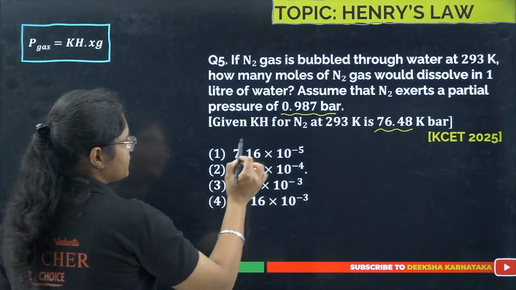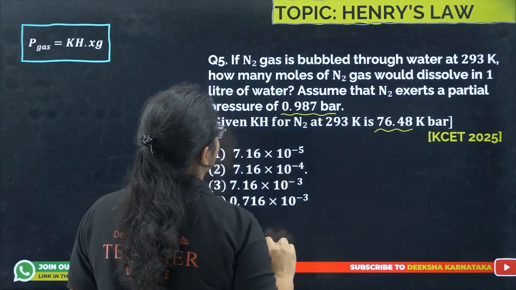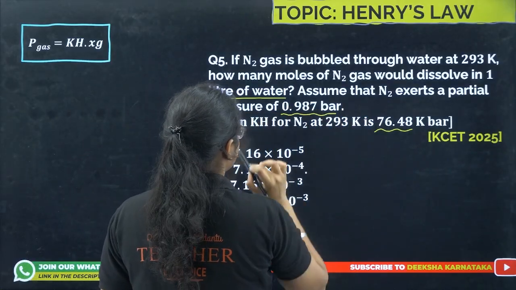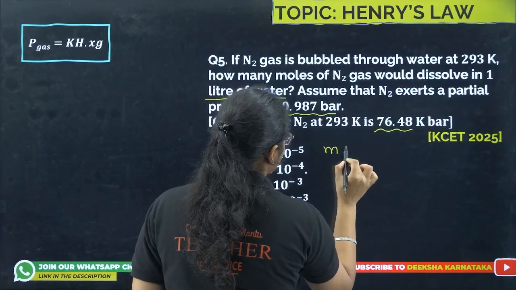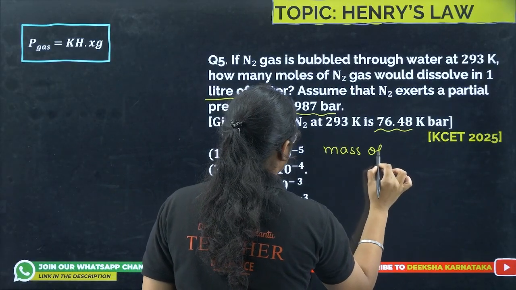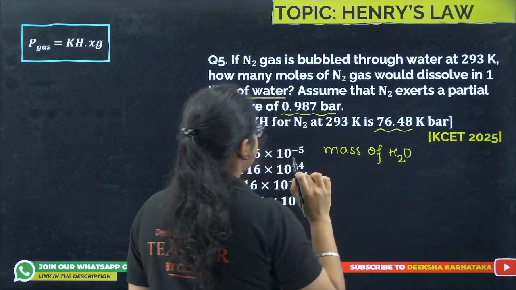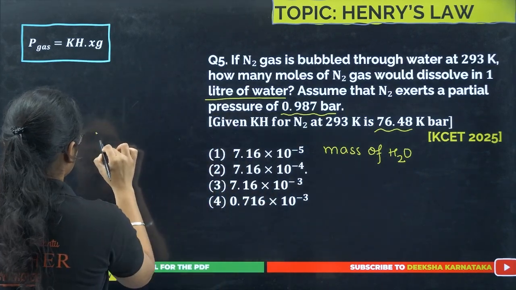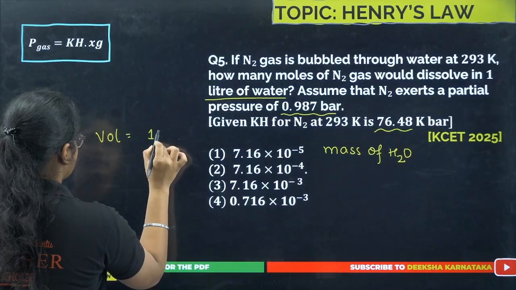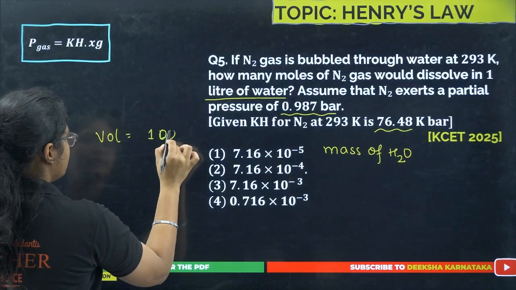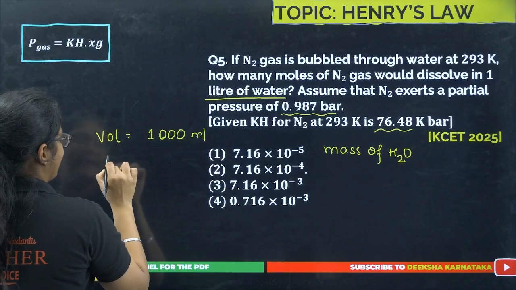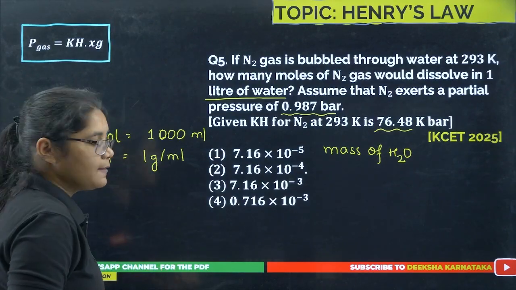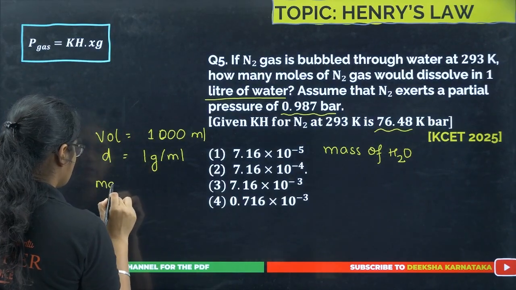What is the partial pressure of the gas given to me? So let me write down all the data that is given to us. We have 1 liter of water, so I can write mass of water. Now see here, this is important. 1 liter of water is 1000 ml. So volume of water given to me is 1 liter, or I can write 1000 ml. And density, you should remember, of water is 1 gram per ml. Then what is the mass of water?